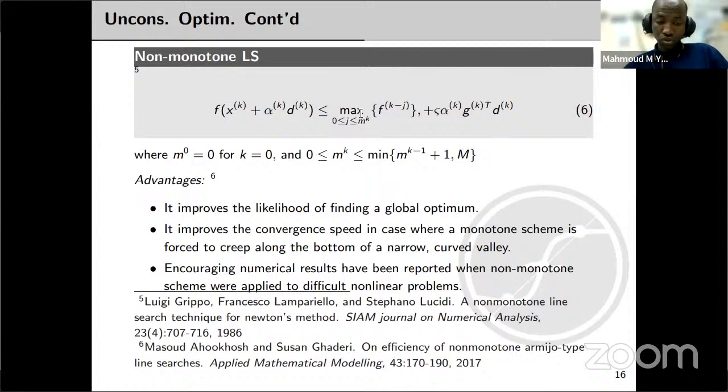The next thing we ask ourselves is how we can look into this. We study this non-monotone line search, and then we attempt to see how we can improve it or maybe generalize it if possible. Go to the next slide.